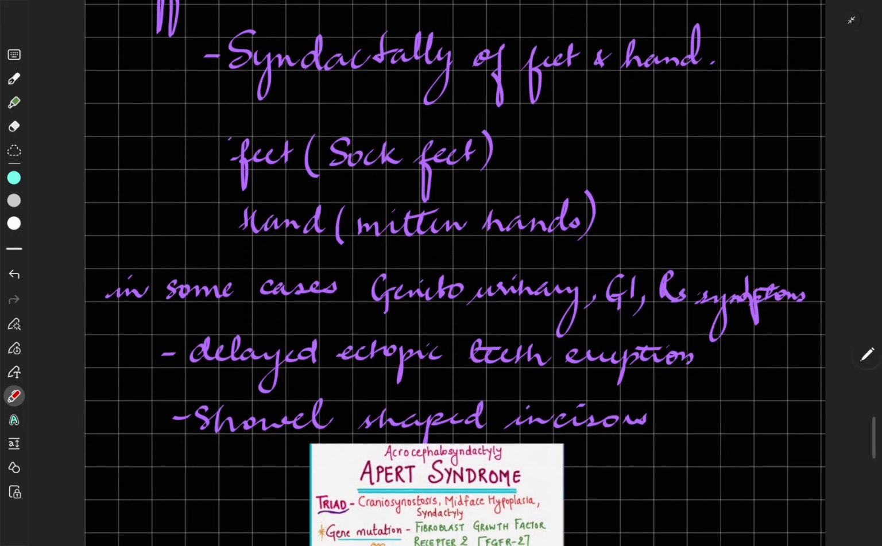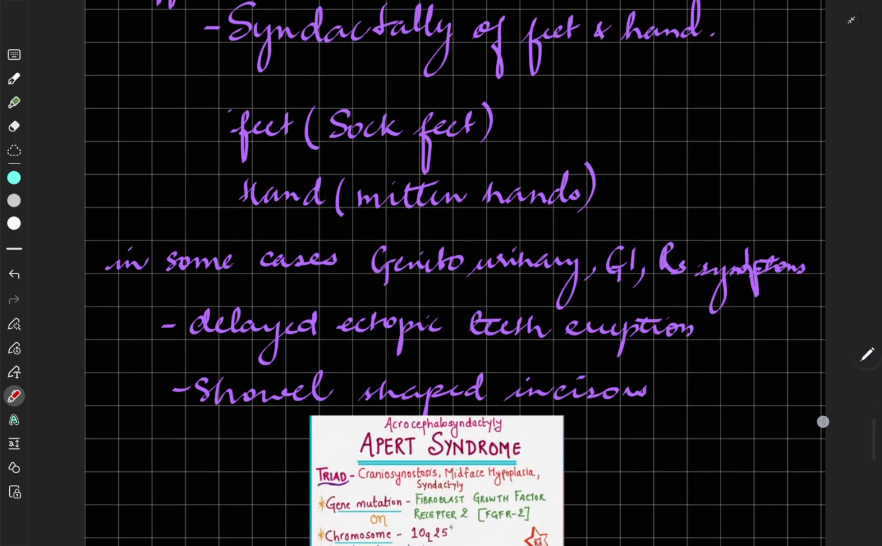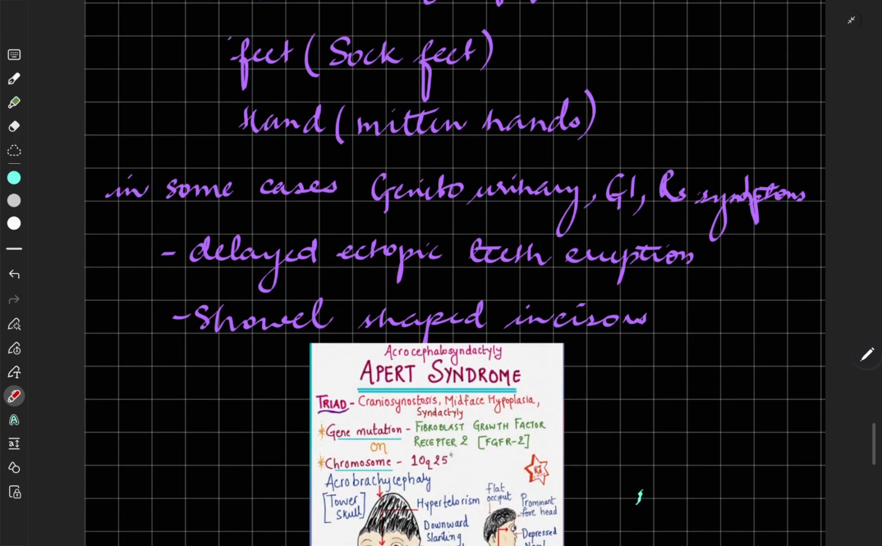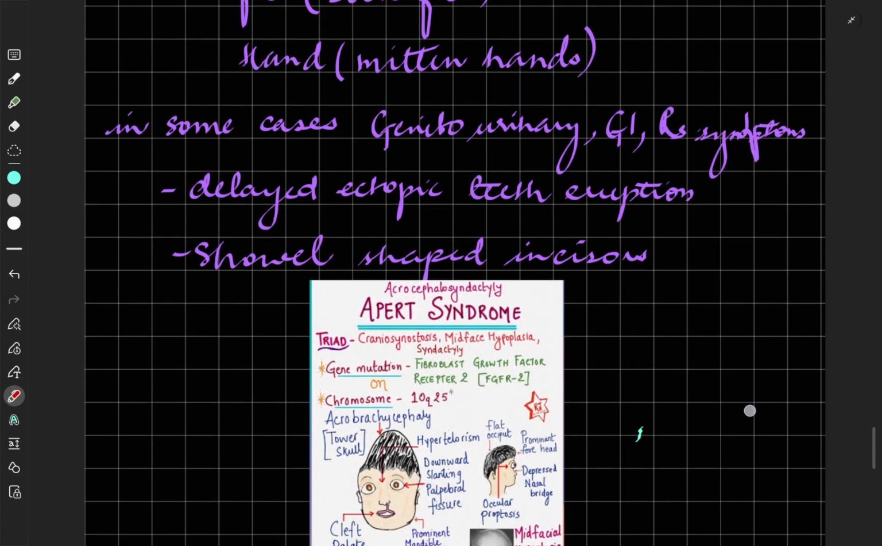In some cases, genitourinary, GI or respiratory symptoms can also be seen. There will be delayed and ectopic eruption of teeth, ectopic meaning other than the normal position. Shovel-shaped incisors can be present in this, and the clinical features are the same as Crouzon, except that syndactyly is not included.